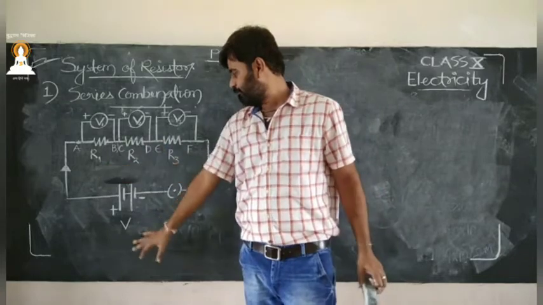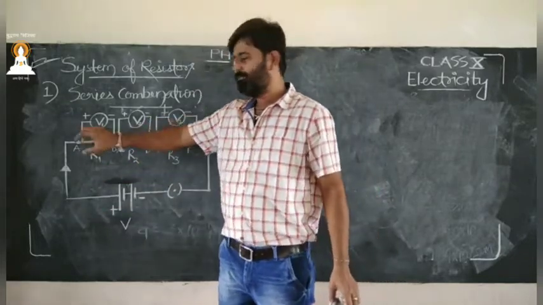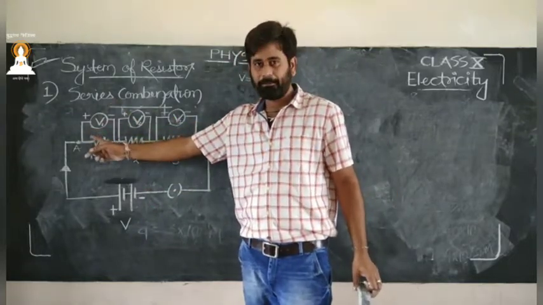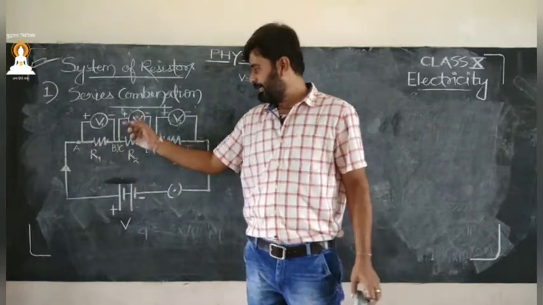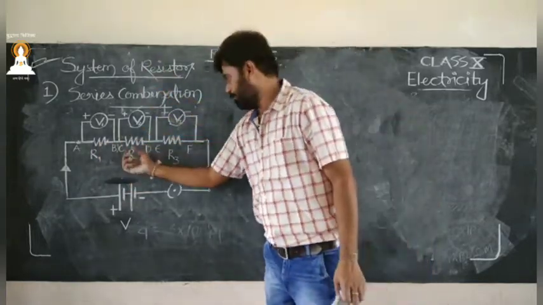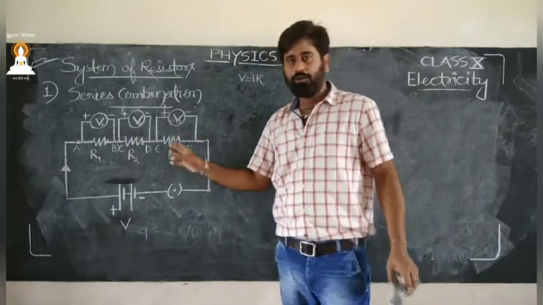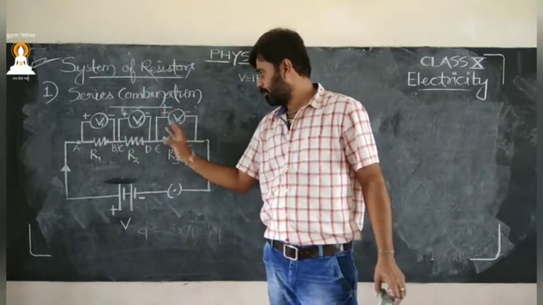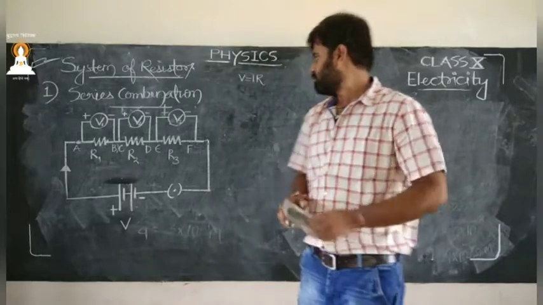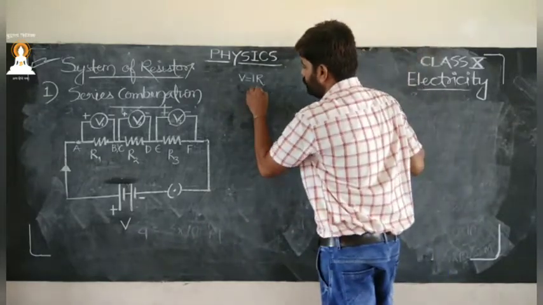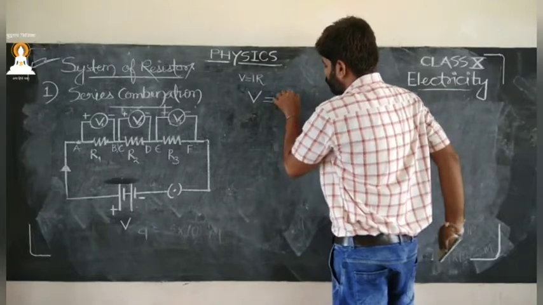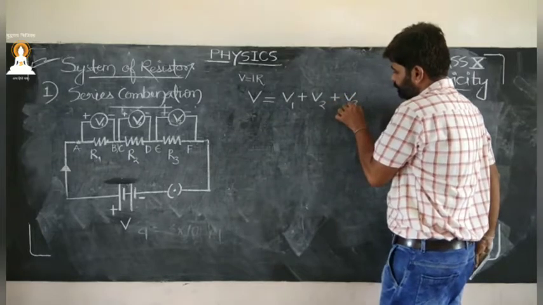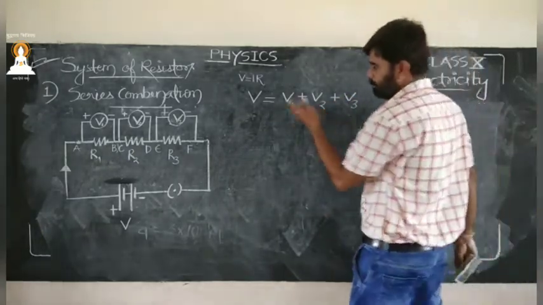Because they are connected in series. First, that 1 kg I have given to this one, he or she ate according to his or her capacity. Then it was transferred to this one, who ate according to capacity. Then transferred to this one, who also ate according to capacity. At last, all 3 consumed the 1 kg. So I will say that the total voltage will be equal to V1 plus V2 plus V3. Very simple.